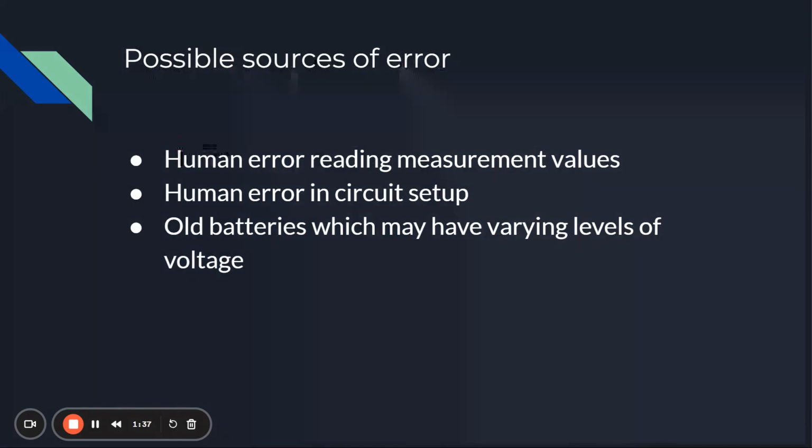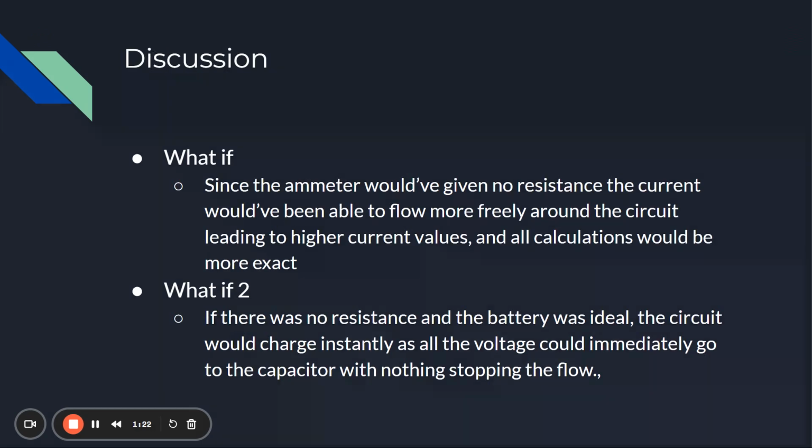Some possible sources of error could have been human error in reading the measurement values from the ammeter and voltmeters, human error in the circuit setup, such as loose connections, and also old batteries, which may have had varying levels of voltage. Maybe they weren't as consistent as a newer battery would have been.